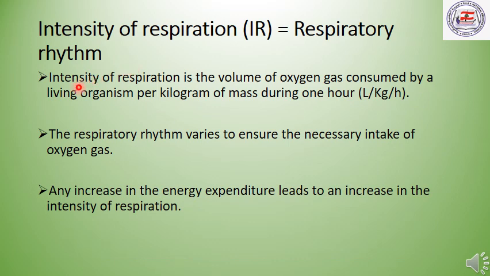First of all, we're going to study the term intensity of respiration, IR, or what we call respiratory rhythm. Intensity of respiration is the volume of oxygen gas consumed by a living organism per kilogram of mass during 1 hour. So its unit is liter per kilogram per 1 hour. The respiratory rhythm, which is the intensity of respiration, varies to ensure the necessary intake of oxygen gas. Any increase in the energy expenditure leads to an increase in the intensity of respiration.